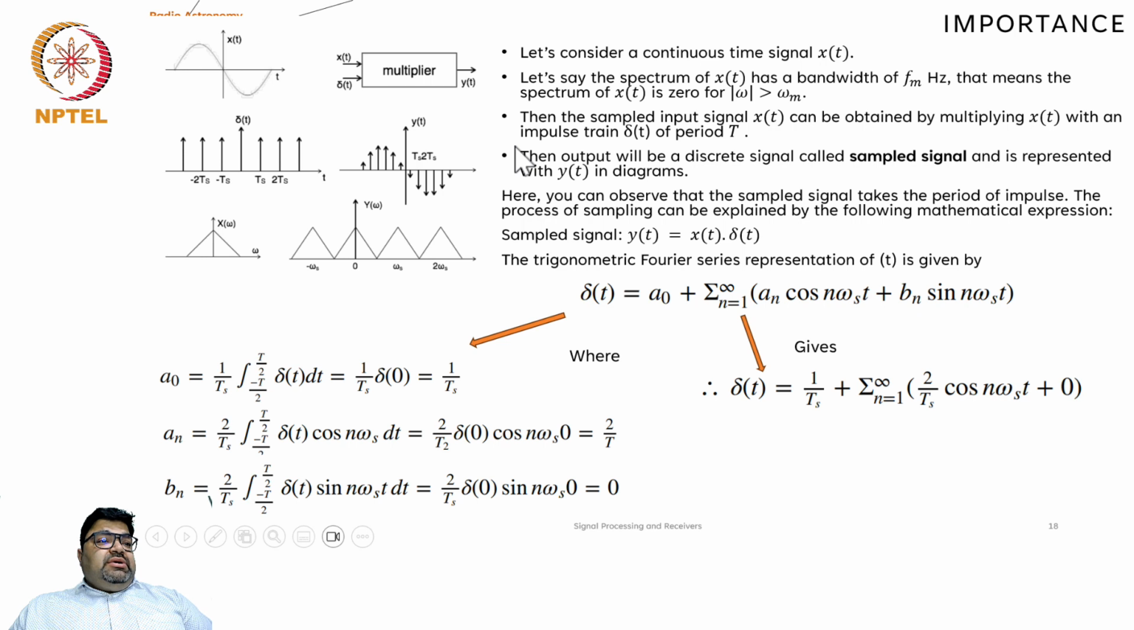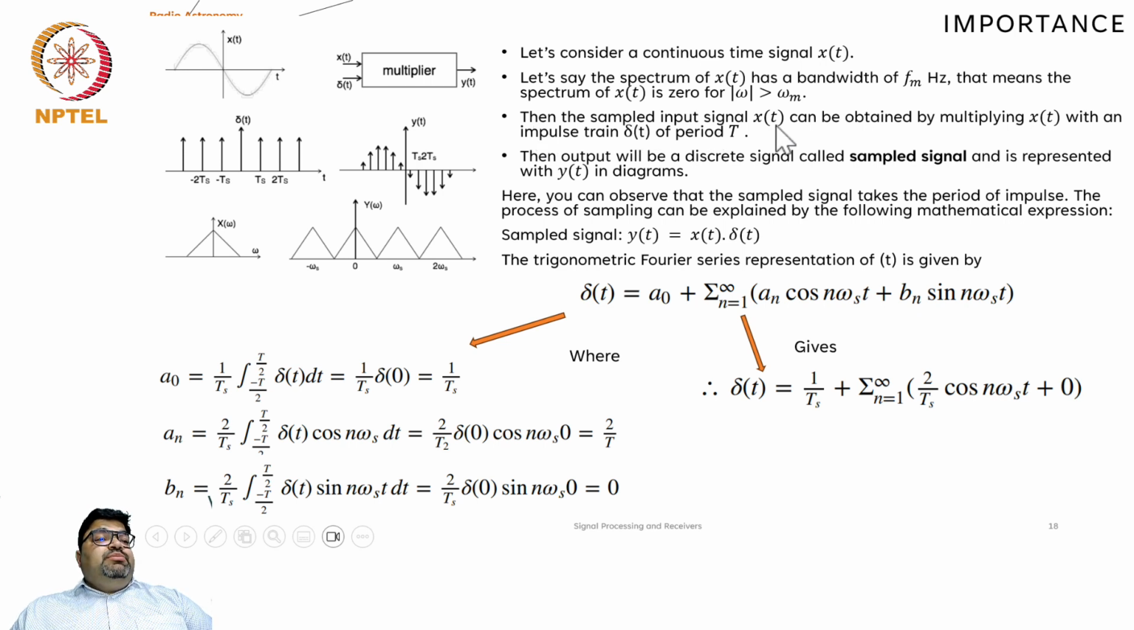Let's consider a continuous time signal x(t). Let's say the spectrum of x(t) has a bandwidth of fm hertz. That means the spectrum of x(t) is 0 for omega greater than omega m. So for omega greater than omega m, its response is 0. So the highest frequency is the bandwidth fm, right?